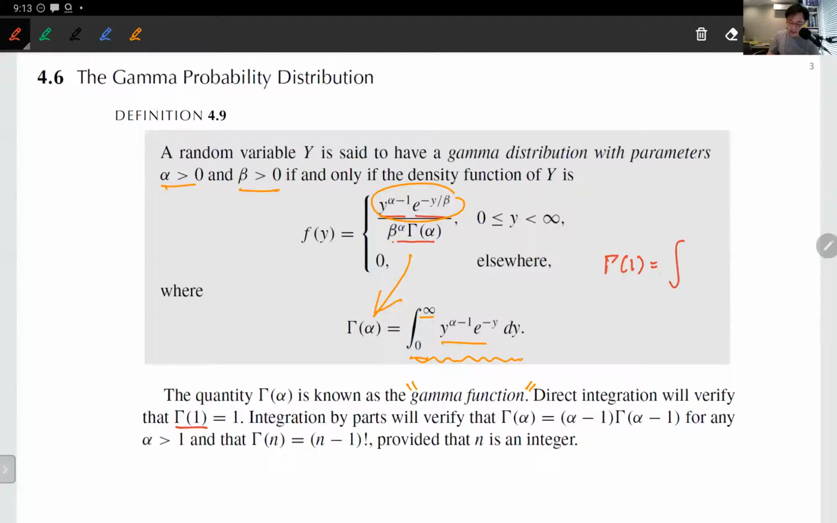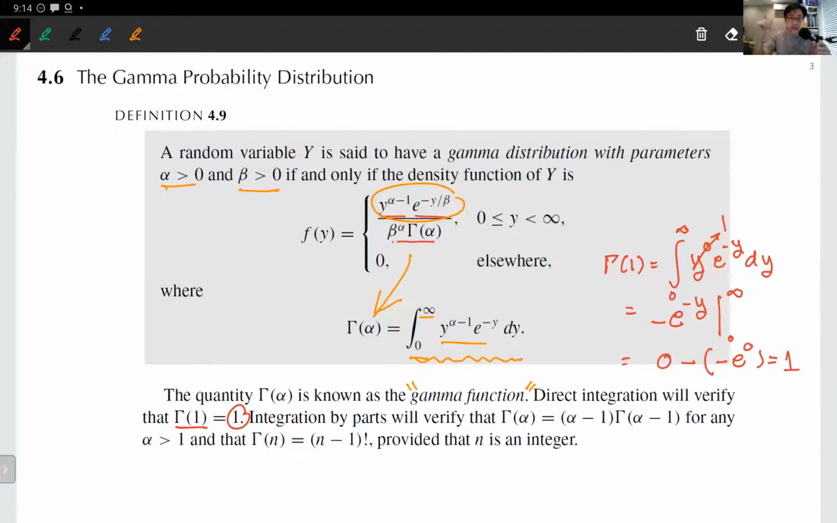Okay, so for gamma 1, you do the integral from 0 to infinity of y to the 0, of course, since you substitute alpha into it, and then there is e to the negative y dy. Of course, this one turns to 1. You only have the exponential to integrate, and everyone knows how to do this. The integral of e to the negative y, you still get e to the negative y, but with a negative sign there. Then you take the lower and upper limits, and that's it. You substitute infinity in there, you get 0, subtract the negative e to the 0, and that is 1 right there. So that gives you the starting point.